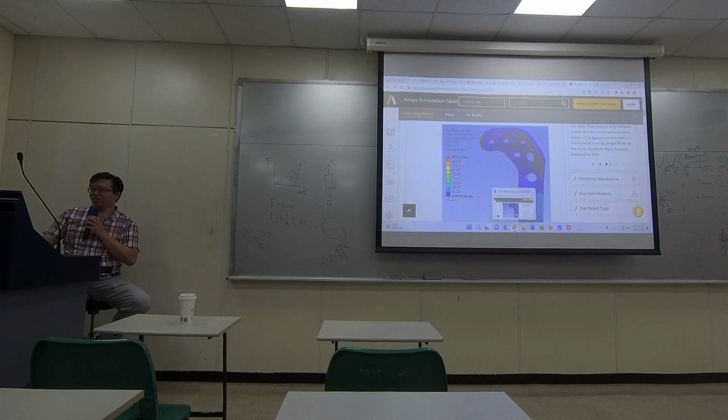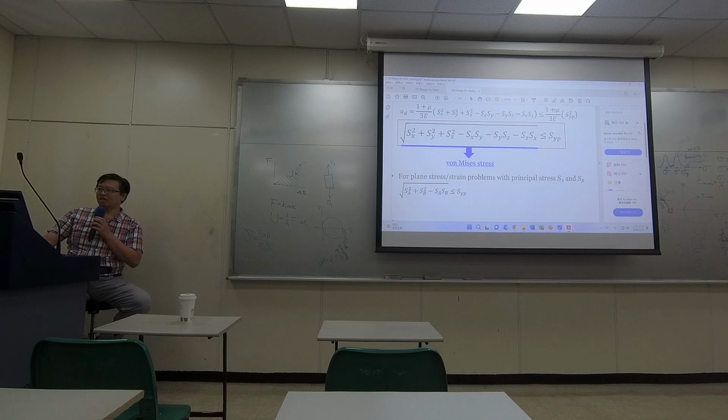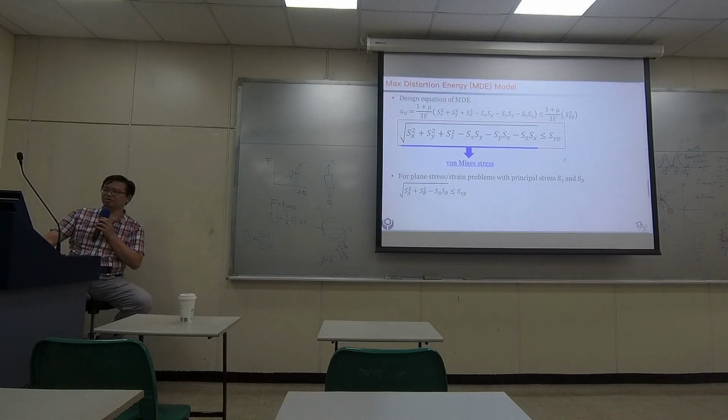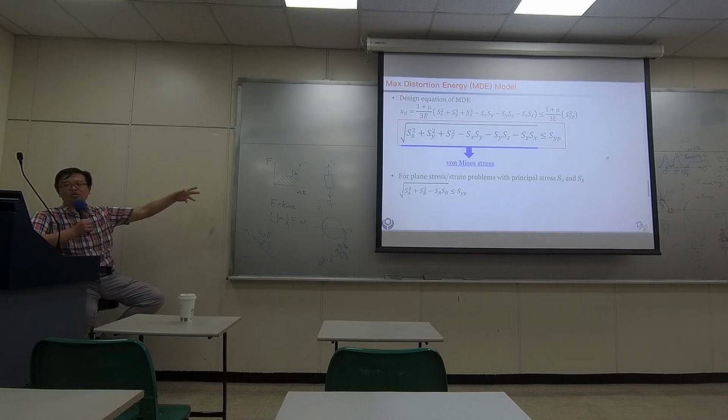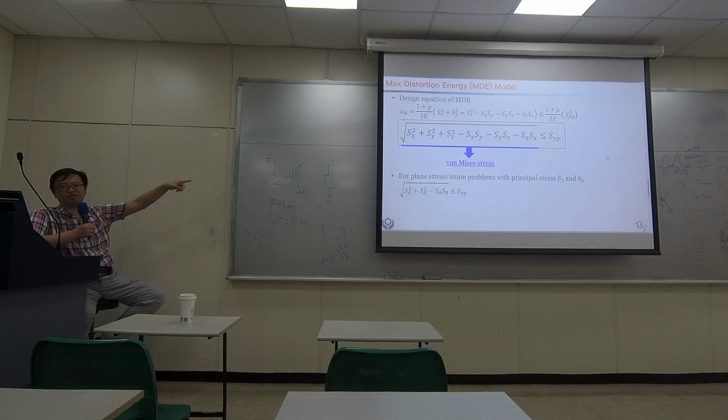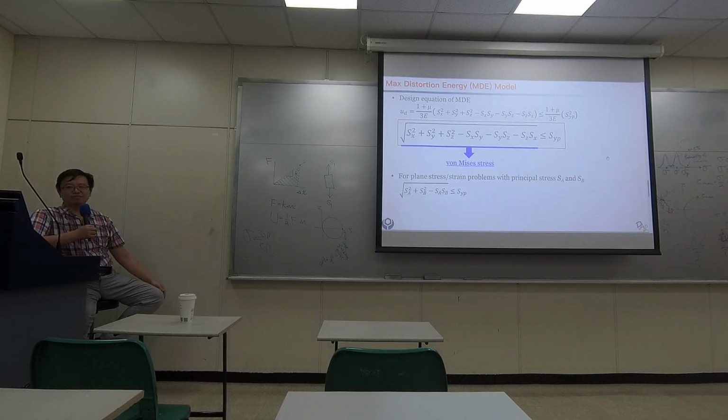So tomorrow, after I introduce the so-called maximum distortion energy model, I will introduce how to compute von Mises stress. This is the general equation for von Mises stress. It's an equivalent stress. And why do people like to use this? Because you don't need to calculate the direction.